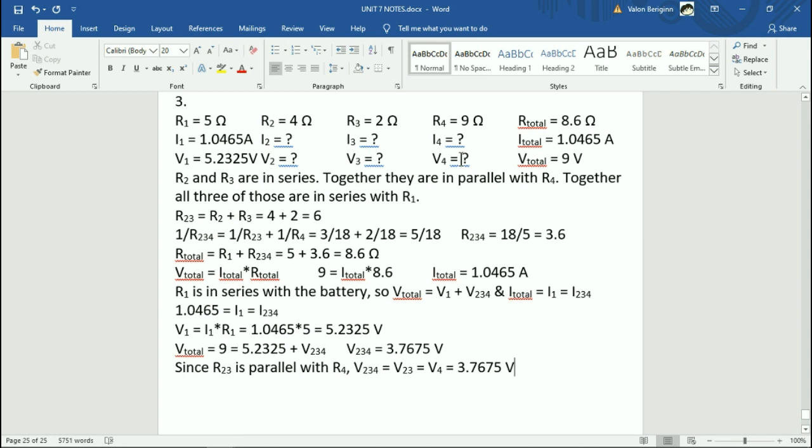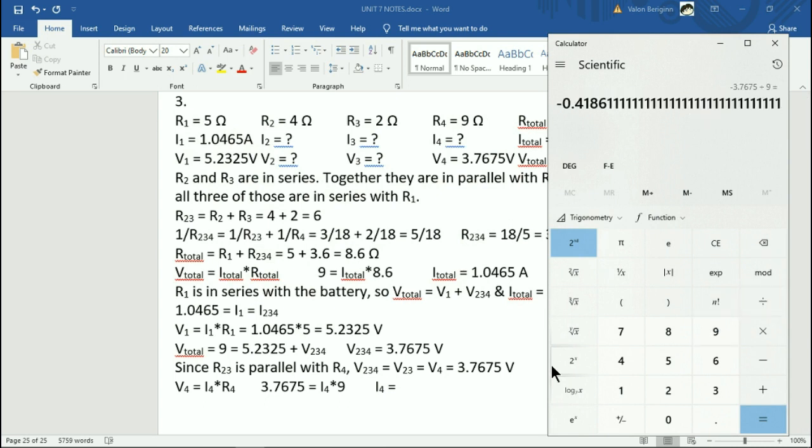So V4 is that. And then we can work to find what is I4. So V4 equals I4 times R4. So we have 3.7675 equals I4 times 9. So I4 is, oh boy, 0.4186.